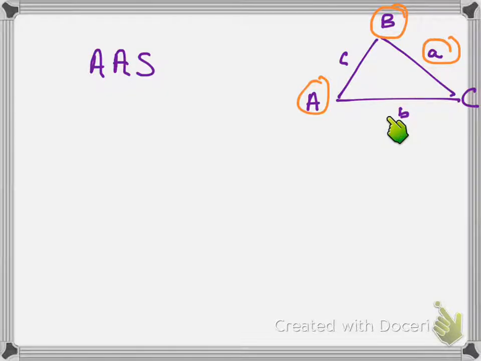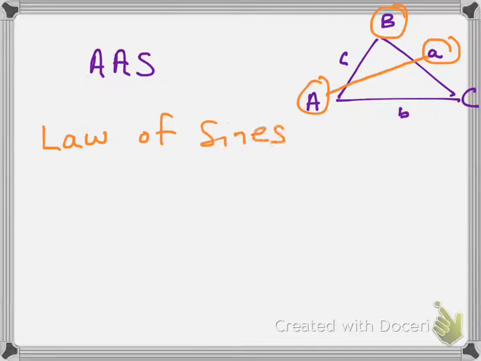So do I have a pair? I do. I have angle A and the side that's across from it. So anytime I have a pair, I want to use law of sines. So that would definitely be a law of sines problem.